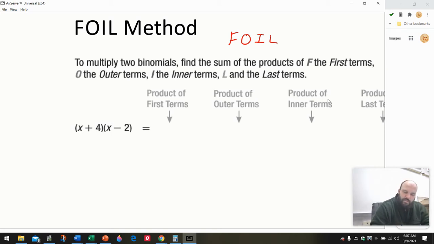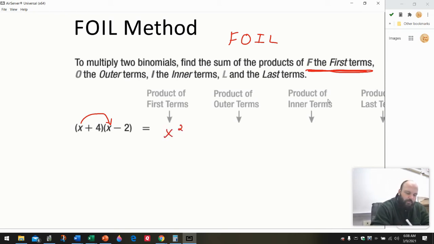So the first letter, F, stands for first terms. So this is literally directions on how to multiply these two together. So we're multiplying the first terms of each of the groups of terms. So the x times x, because they come first in each of the sets of parentheses. So in this case, x times x is x squared.